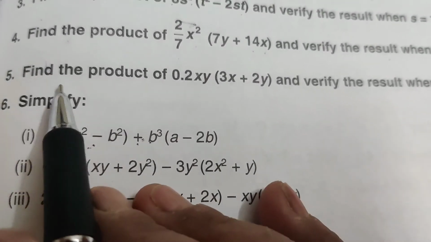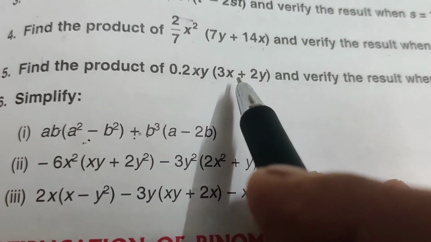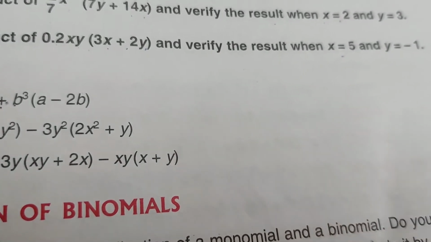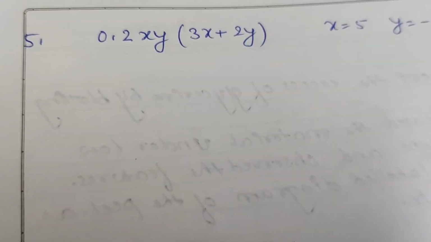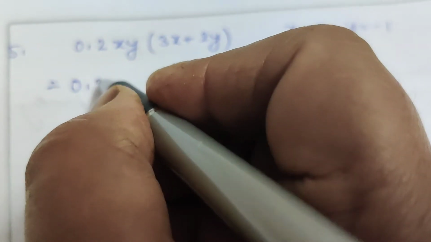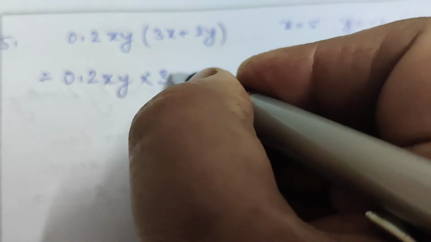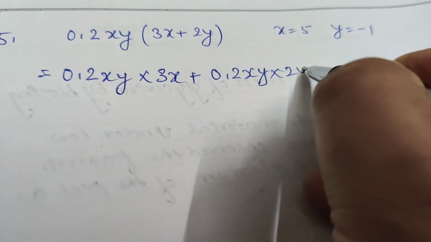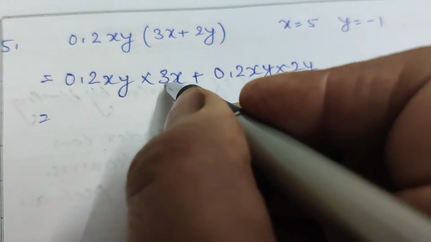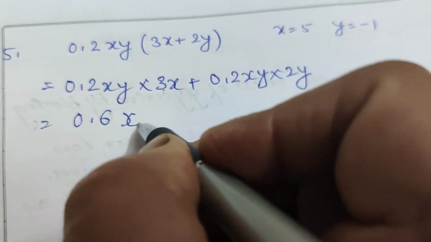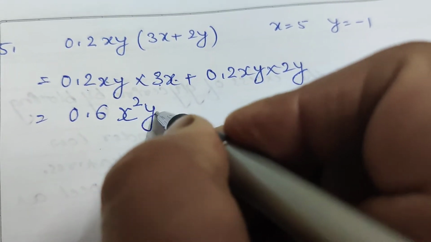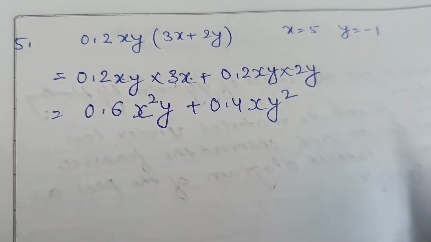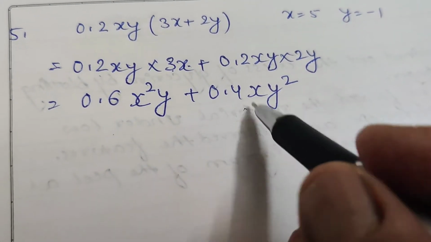Question number 5. Find the product of 0.2xy, 3x plus 2y and verify the result for x equal to 5 and y equal to minus 1. Multiply 0.2xy into 3x and 0.2xy into 2y. Multiply 0.2 into 3 is 0.6 x square y, plus 0.4 x y square. This is the RHS and this is LHS.